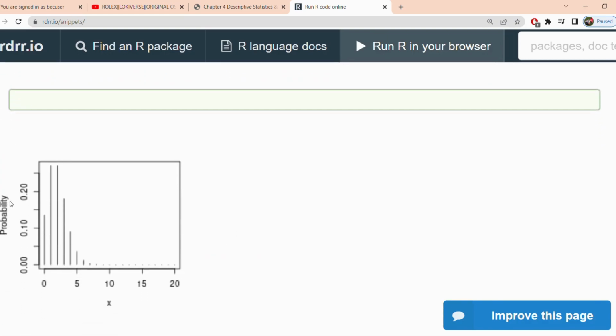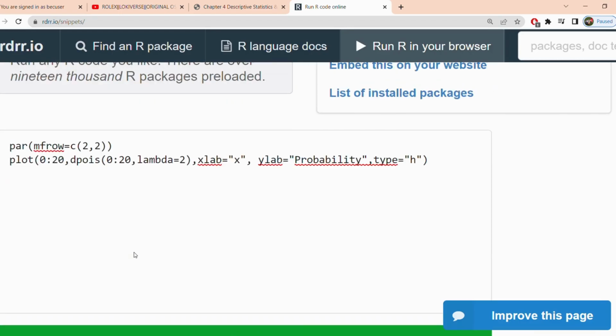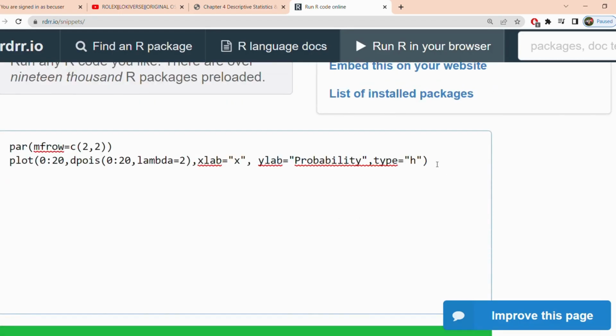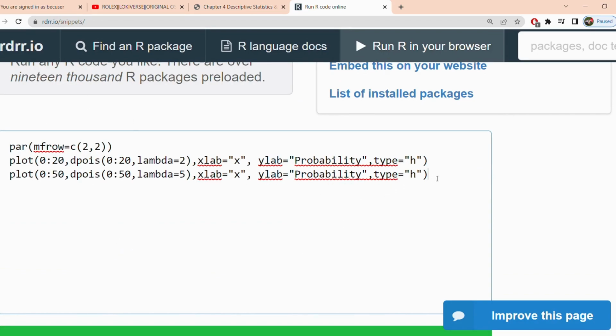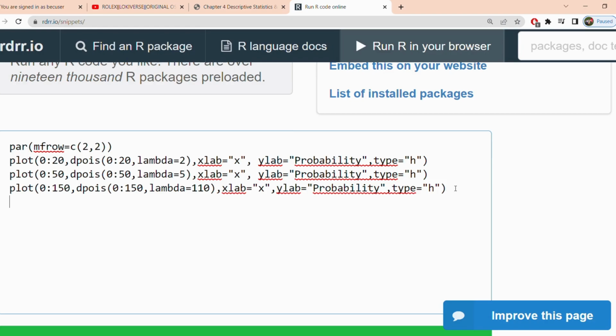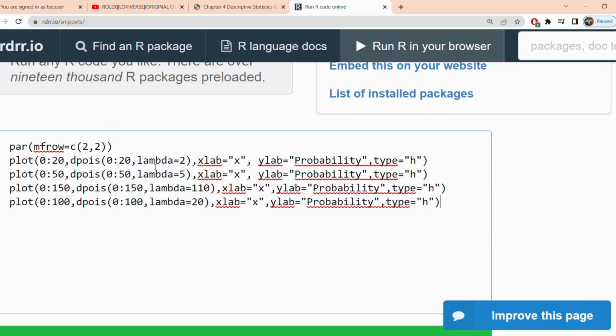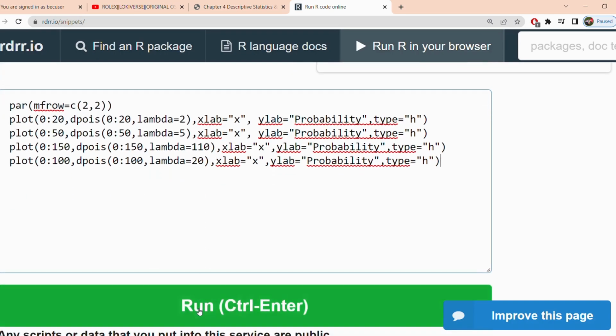You can see the graphical representation of the Poisson distribution. It looks like this. So let's see what happens when we alter these values. We will take values like 5, 100 and 20. The values are lambda equal to 2, seen already, lambda equal to 5, lambda equal to 100 and lambda equal to 20. All 4 graphs will be seen now when we run this code.